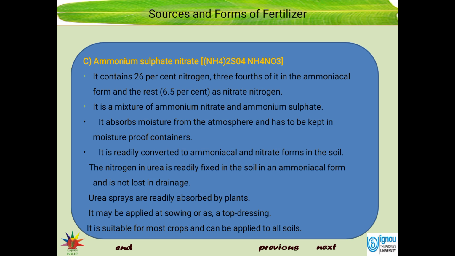The nitrogen in urea is readily fixed in the soil in an ammoniacal form and it is not lost in drainage. Urea spray is readily absorbed by plants. It may be applied at sowing or as a top dressing. It is suitable for most crops and can be applied to all soils. So it is ammonium sulphate nitrate, an important fertilizer, an example of ammonium nitrate fertilizer.